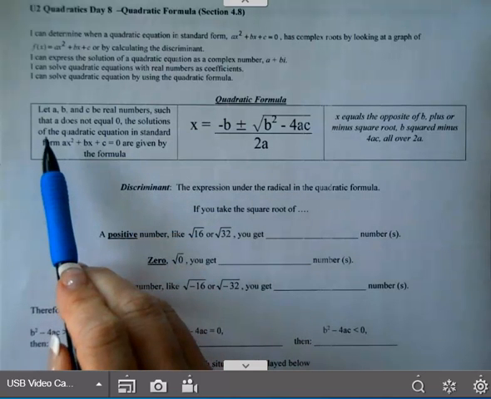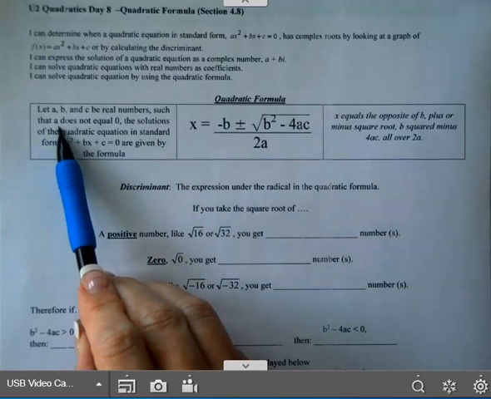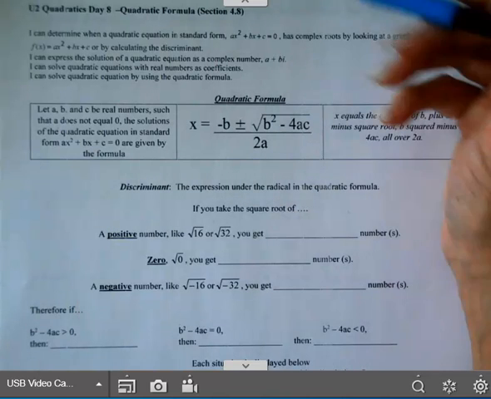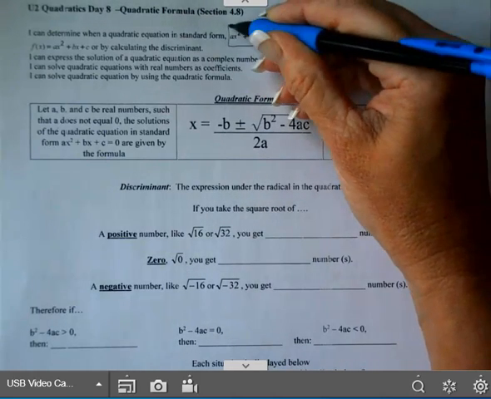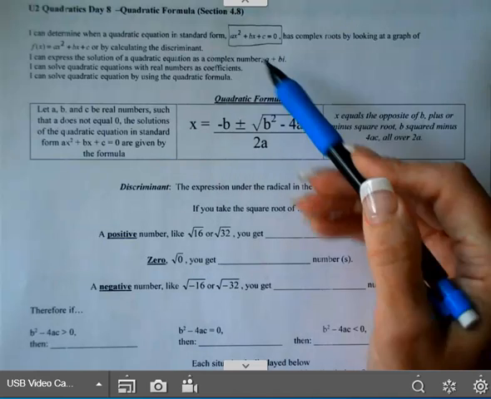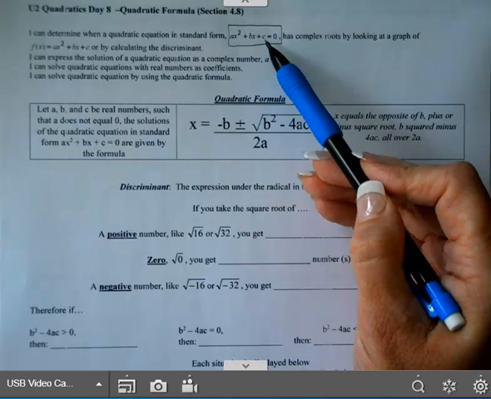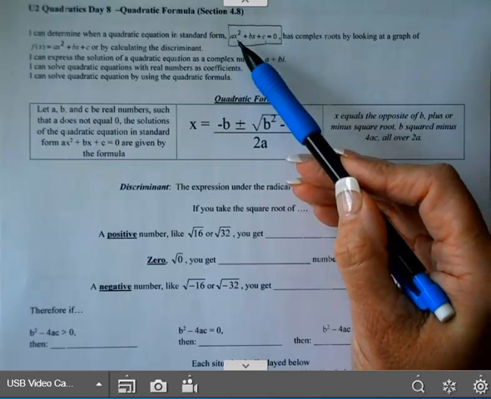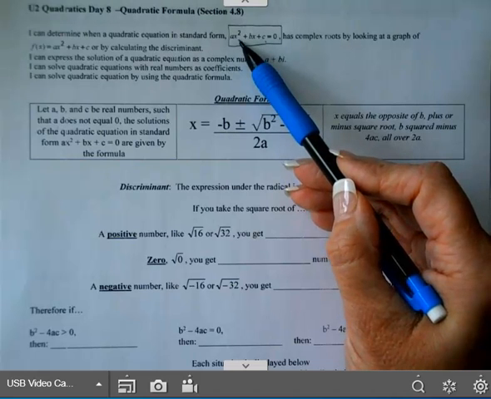Okay, so in this formula, a, b, and c are real numbers. A does not equal 0. Otherwise, if a was equal to 0, that would mean that you would not have a quadratic. So we're looking at a quadratic up here in that form. So a is in front of the x squared term, b is in front of the x term, the linear term, and c is your constant. So the only thing you have to make sure of is that a is not equal to 0. Otherwise, you don't have a quadratic anymore.